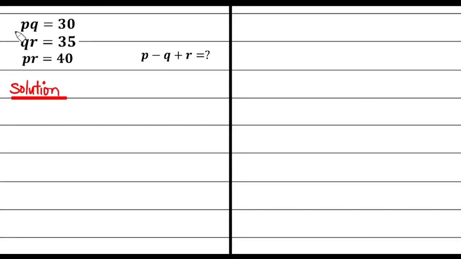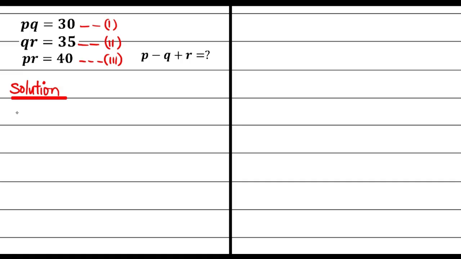To solve this question, PQ equals 30, QR equals 35, PR equals 40. Then P minus Q plus R is equal to what? One might need to label these equations as equation 1, equation 2, then equation 3 for easy identification.